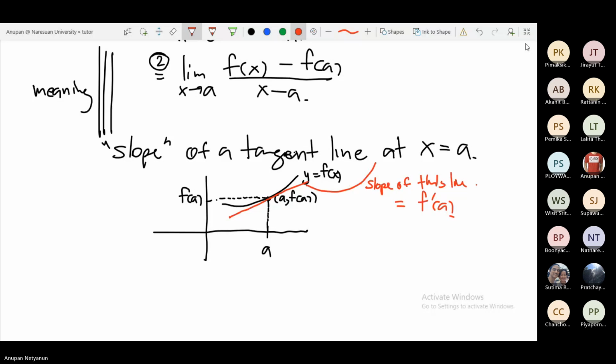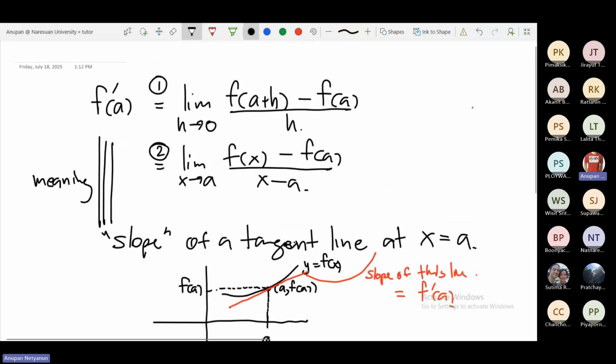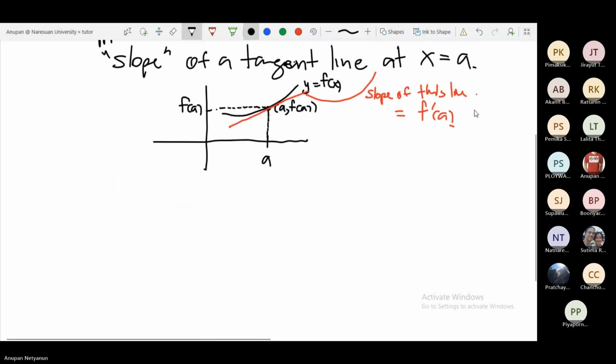Now, you can see that we are just talking about the derivative at a particular x, which is x equal to a. So we want to know the derivative at any x, okay? Not specify that x has to be a. So we want the derivative at any x. So here's the question. What about the derivative of f at any x? Okay.